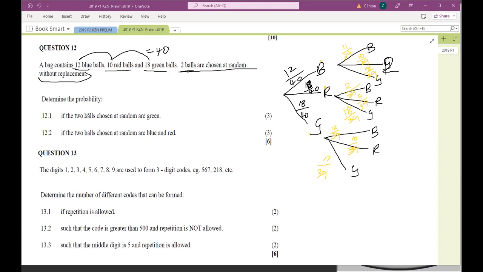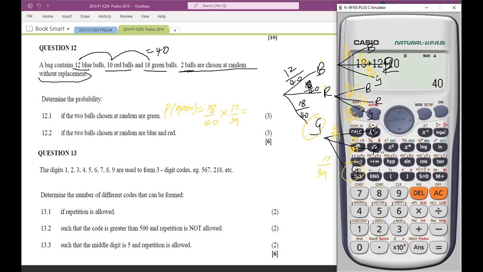So on 12.1, they want us to determine the probability of 2 balls chosen at random being green. So they want P(green and green), basically, right? So obviously, the first one is green here, and then the second one is green here. So I just have to multiply the probabilities of this green and that green. So the first probability of picking a green was 18 over 40 multiplied by 17 out of 39. Let's see what this gives us.